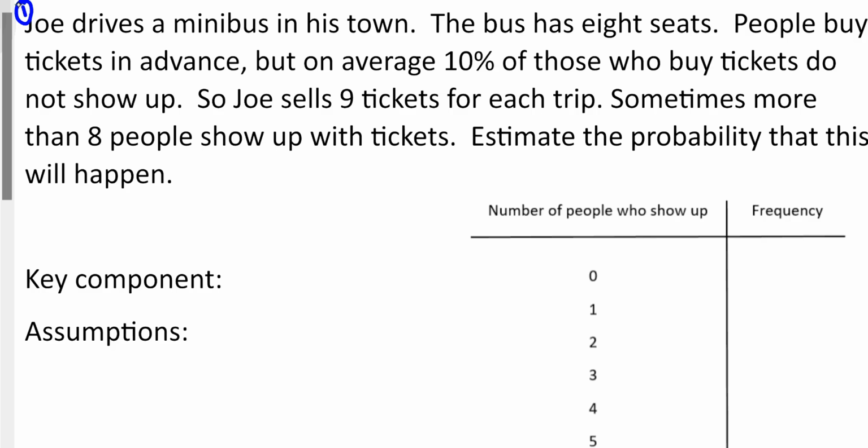And then we want to see, based off of this estimation, is it good? Is it okay that he's selling 9 tickets for each trip? Is it likely to backfire? So I'd like you to start and come up with those other 7 key components here. So why don't you pause and try this?